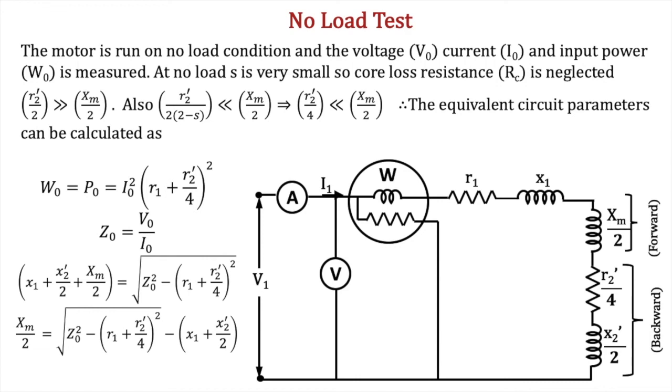Therefore, when you do the measurement, you get the I0. The wattmeter measures I0 square R, and the R will be equivalent to the stator resistance plus the rotor resistance under the no load condition, and the reactances in total become X1 plus X2 dash by 2 plus Xm by 2. So this is how it is calculated. You can see the equations over here.